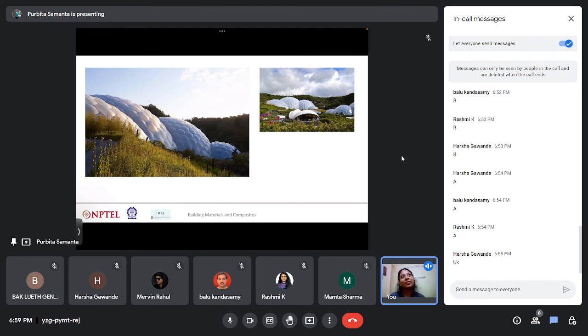Apart from this, we have also seen the use of glass fiber reinforced plastics in the Heydar Aliyev Center in Baku. We have also seen the Beijing Aquatic Center, where ETFE has been used, and this is again another example. This is an example of the pneumatic structures.